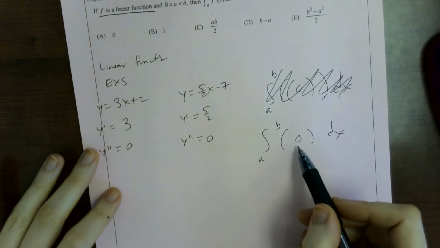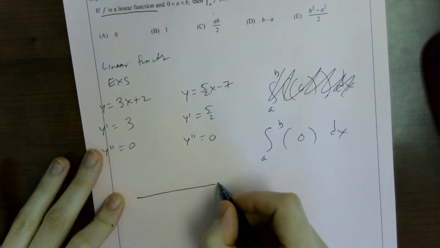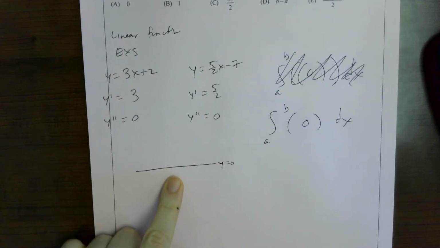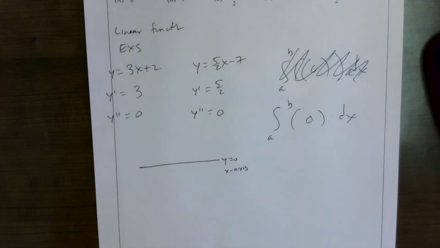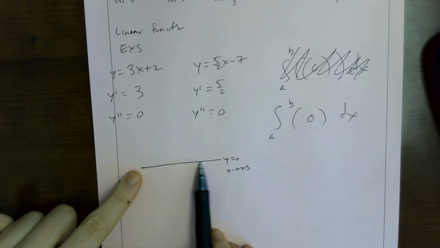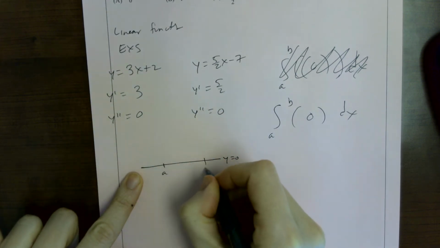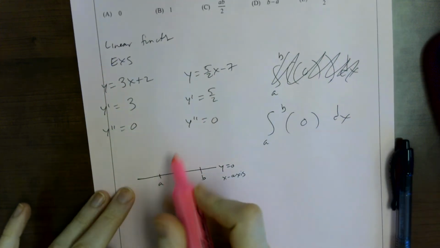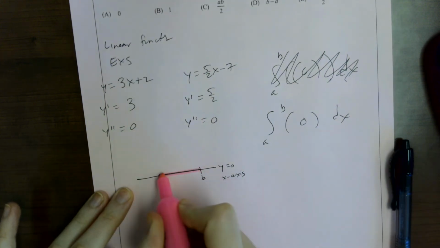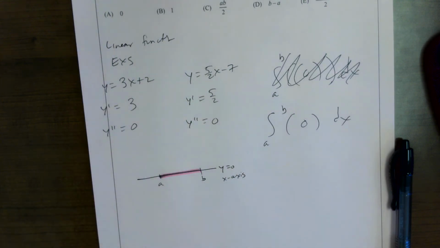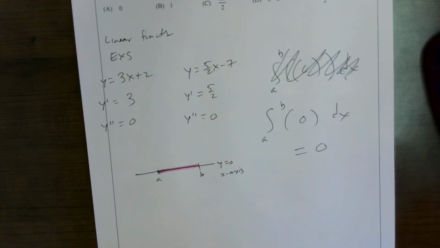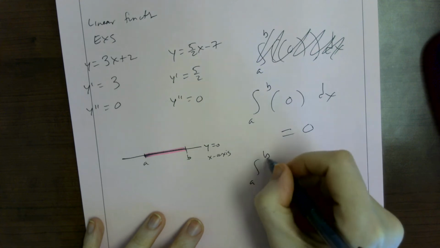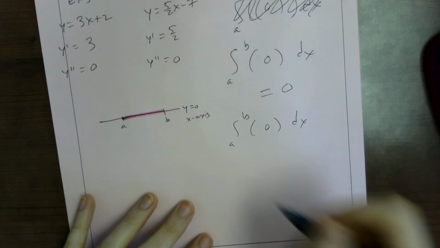Or, guys, just think about the graph of y equals 0. That's the graph of y equals 0. It's the x-axis. If we think of this integral as what it means, the area under the curve, this is the curve. Here's a, here's b. So they're asking for the area under this straight line. That has 0 area. So that would be 0, because it's 0 area.